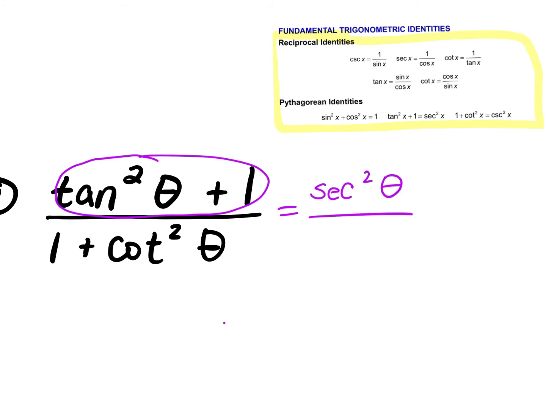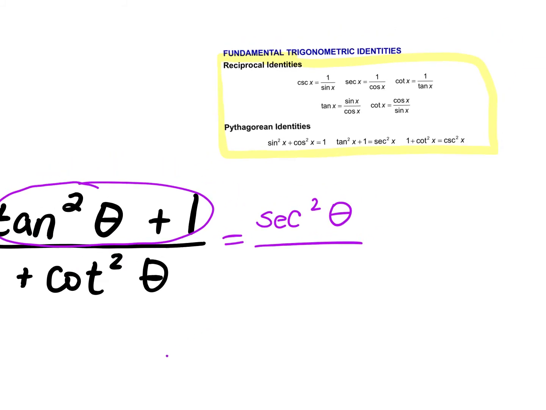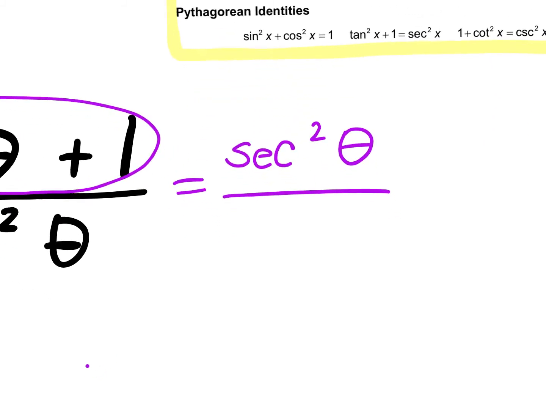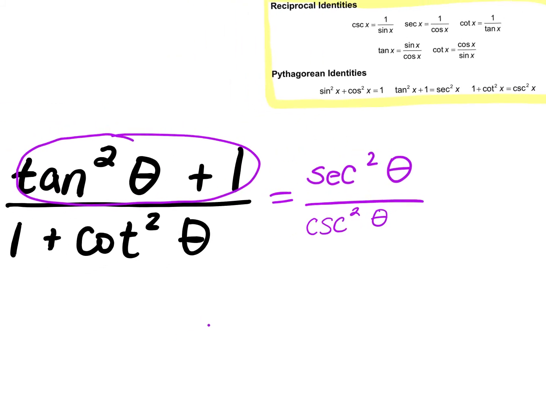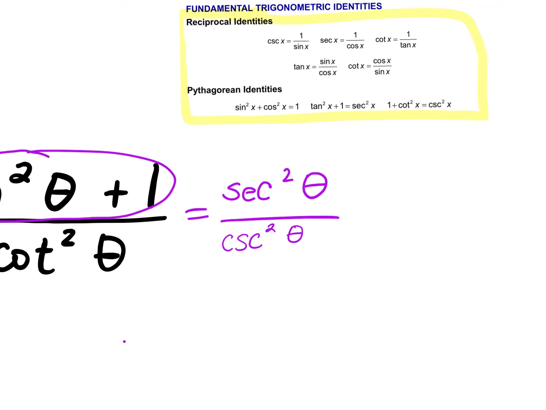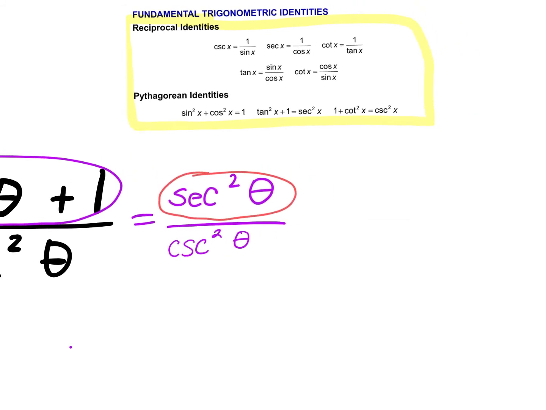On the bottom, I have 1 plus cotangent squared. Well, before I try and get rid of a denominator or anything, let me just look and see. Is there a Pythagorean identity that 1 plus cotangent squared theta is equal to? Cosecant squared. Good. Now, just by looking at that paper, this problem looks immensely easier, doesn't it? Because now it's just a trig function over a trig function. Our most basics are sine and cosine. So what am I going to change secant into? 1 over cosine squared. Good.